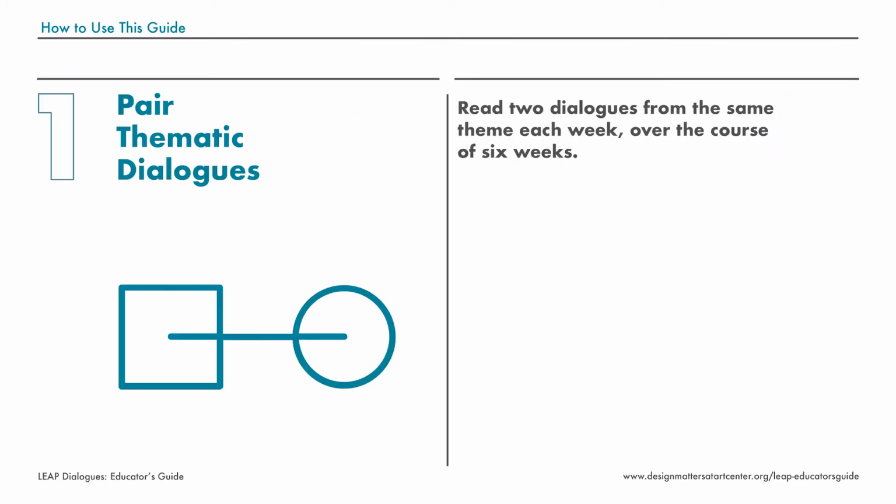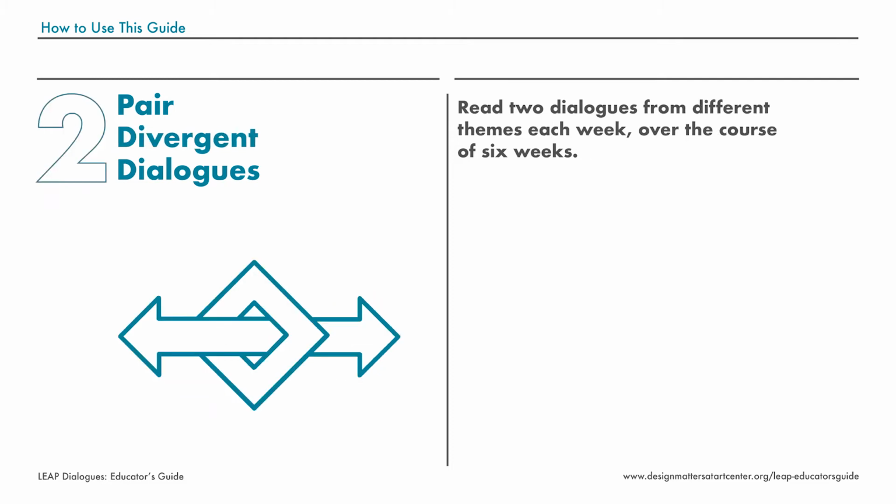The first we're calling pair thematic dialogues. In this case, you would read 2 dialogues from the same theme each week over the course of 6 weeks. This would be especially beneficial for those courses where you're doing a lot of research in the beginning part of the semester. For the second scenario, you could pair divergent dialogues. That's the idea of taking 2 different dialogues from 2 different themes and using them to have more of a dynamic discussion around the differences in the field.